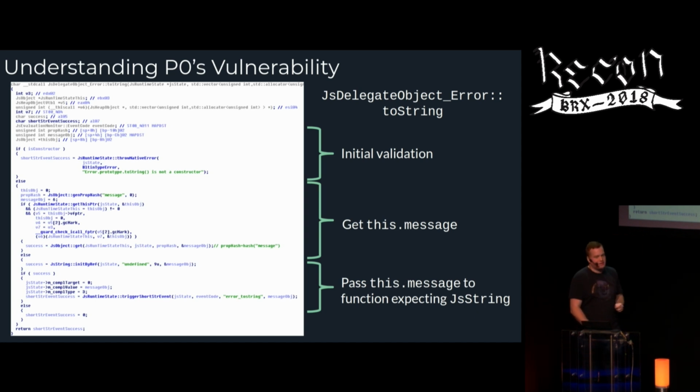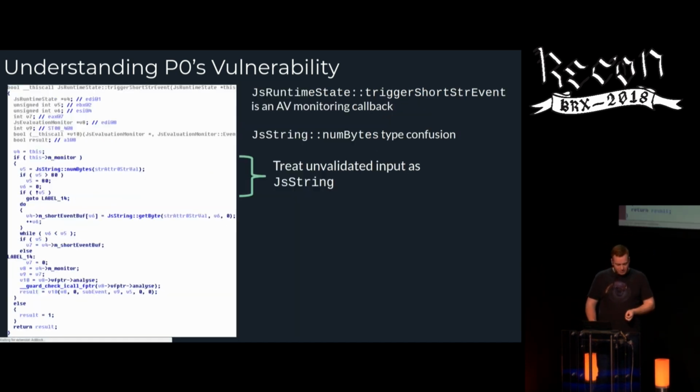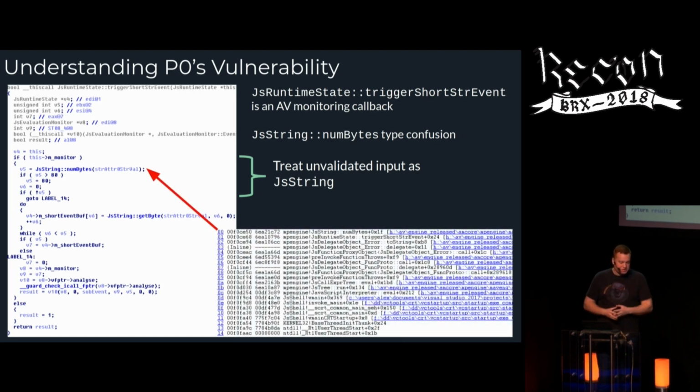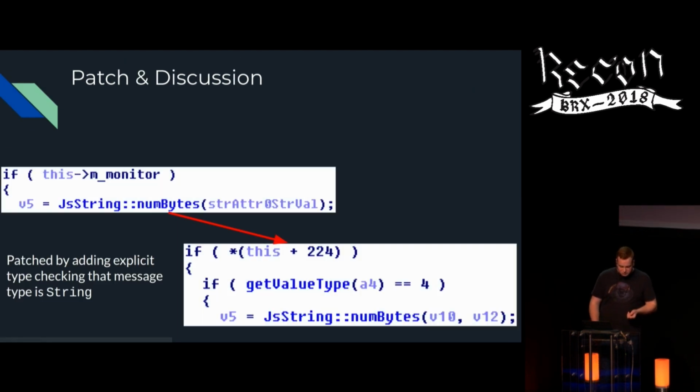This is actually one of those AV callbacks that's basically informing the AV side of Defender: you called .toString on an error. And then in that function that's called, they treat the unvalidated pointer that is assumed to be a JS string as a JS string without ever checking that it is a JS string. And then in JS string num bytes, which expects a pointer to a JavaScript string, everything comes crashing down because you can pass in, for example, a number rather than a pointer to a string.